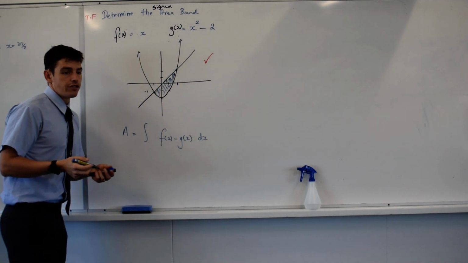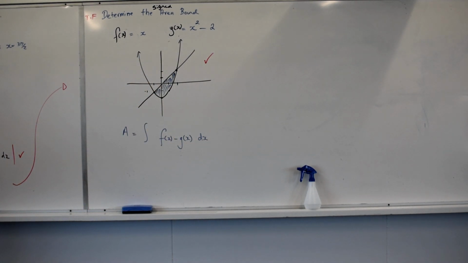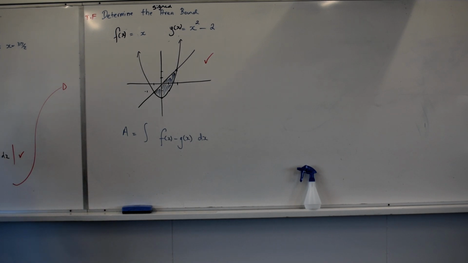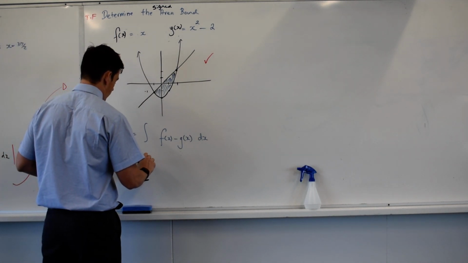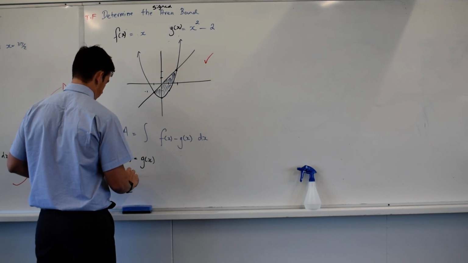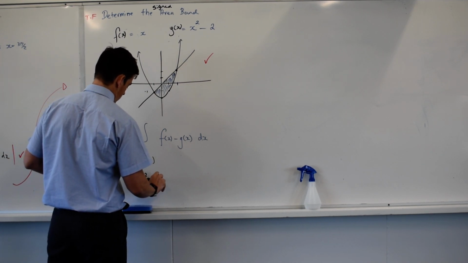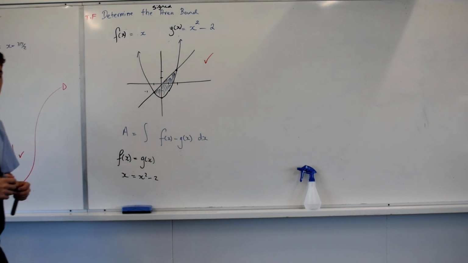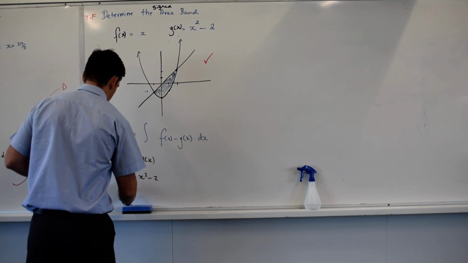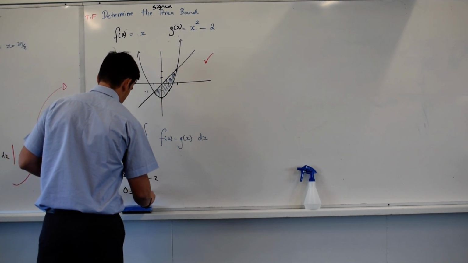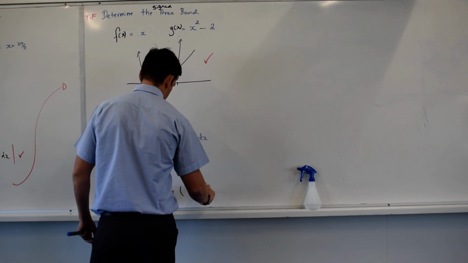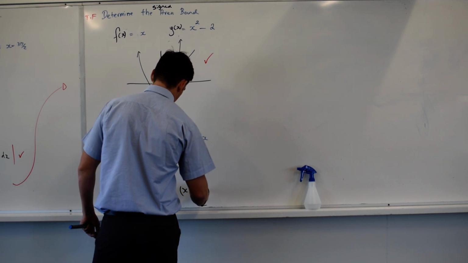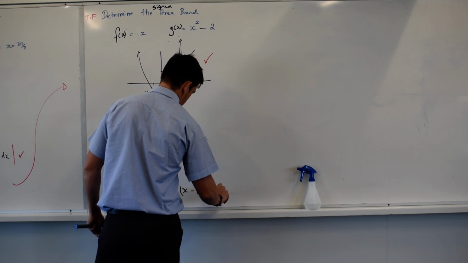We need to find what first? Before we can go any further, we need to find what? Intercepts. So we let f(x) equal g(x), and we solve for our x value. 0 equals x squared minus x minus 2, which I'm just going to do as a bracket, (x minus 2)(x plus 1).